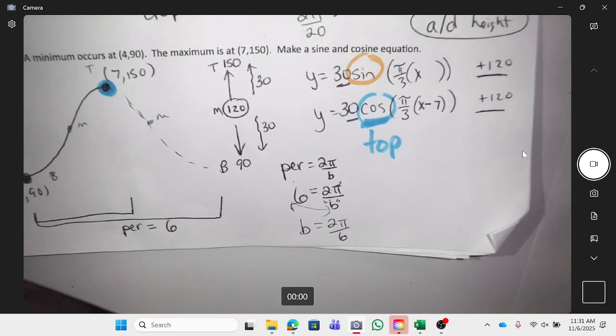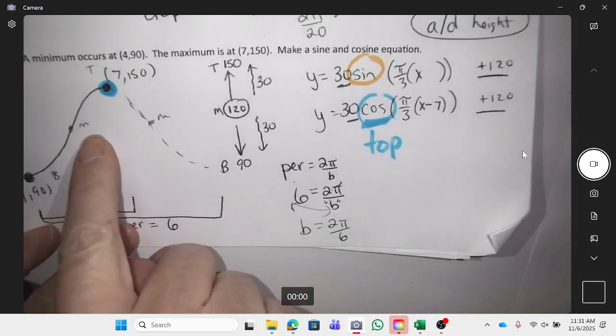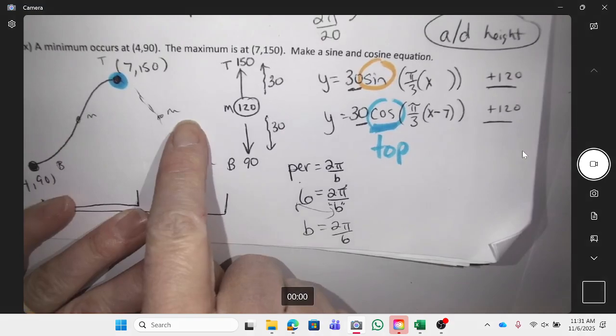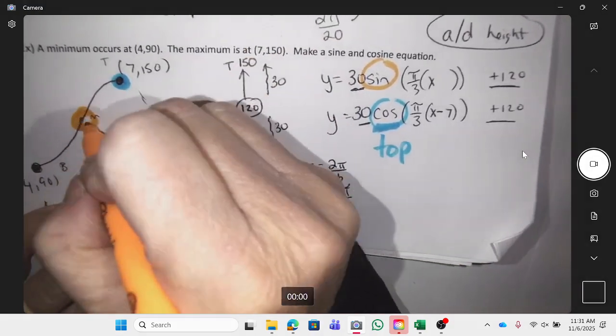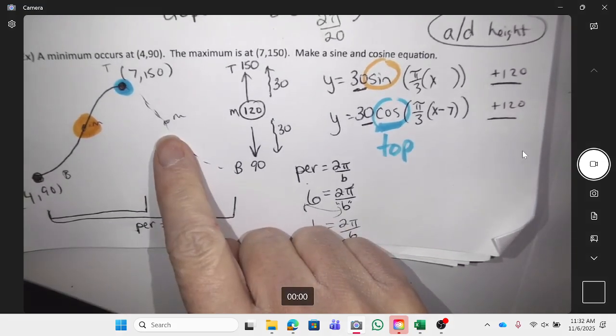How do you start a sine curve? Well, that needs to be on a midline upward. So which midline does it have to be? This one or this one? Has to be this one. This midline doesn't work for sine because it's going down.